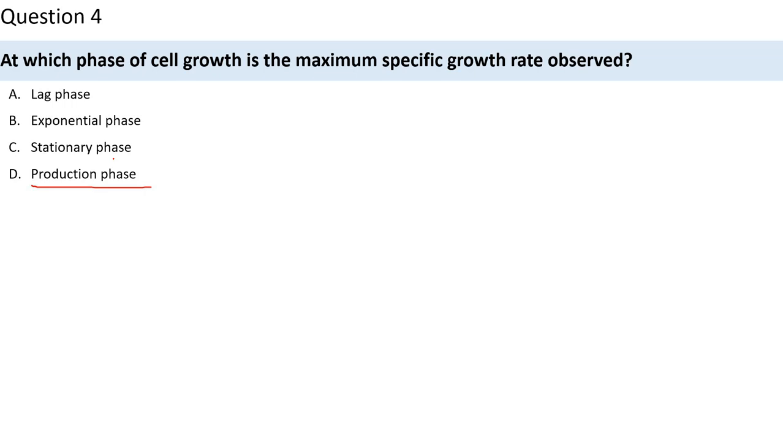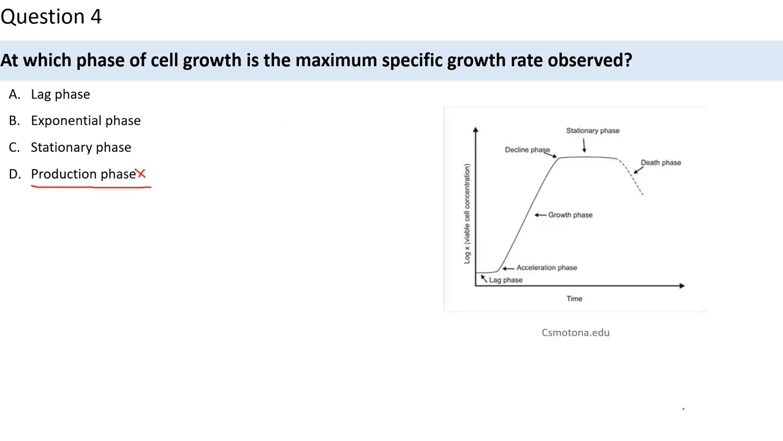If your product is going to be a growth associated product, then your production phase will be your exponential phase. If the product is going to be a non-growth associated product, then your production phase will be the stationary phase. So this we are not at all clear about, as the product has not been given to us. So we'll just see. This is the growth profile of an organism, right? You will have lag phase followed by your exponential phase, and then your stationary phase, and the organism finally reaches the death phase, right? This is for viable cell concentration.